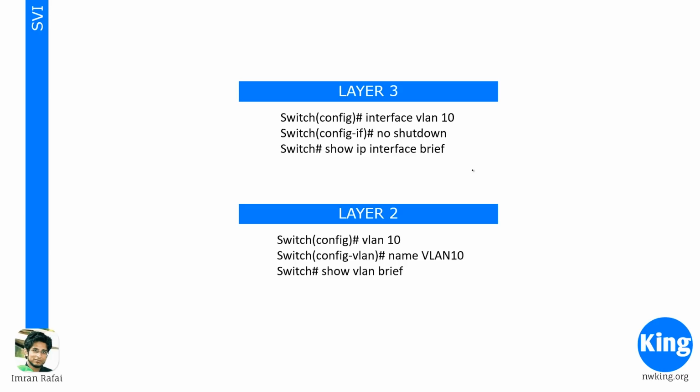So there are two types when we're talking about VLAN. We have layer 2, right? We have layer 2 and layer 3. What's the difference? We will use Packet Tracer to understand the difference.